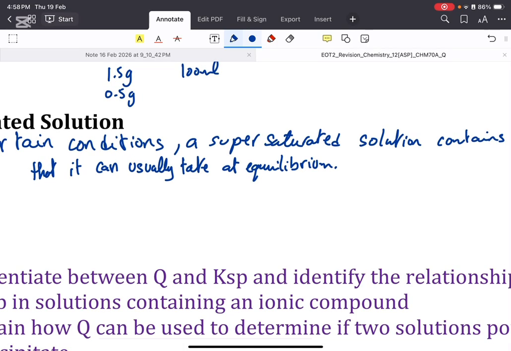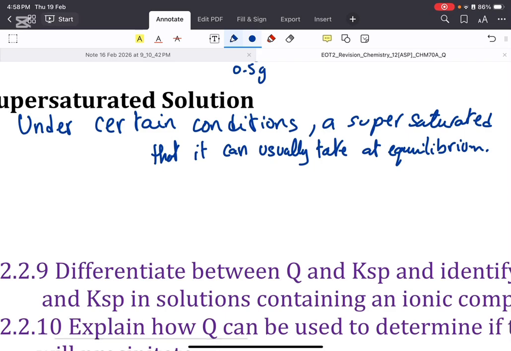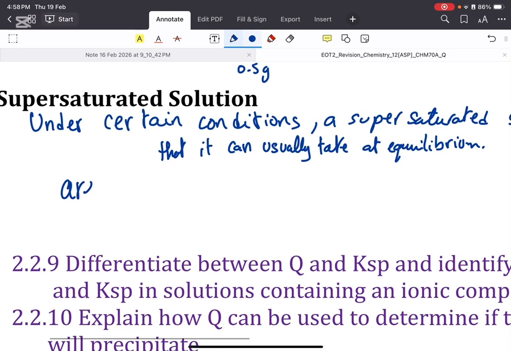And yet it is dissolved, probably because we increased the temperature. So we forced the solute to dissolve. Then when the temperature comes back down, the solute doesn't appear. It doesn't show immediately. Not until we add more solute to it, then it will crystallize. Okay?